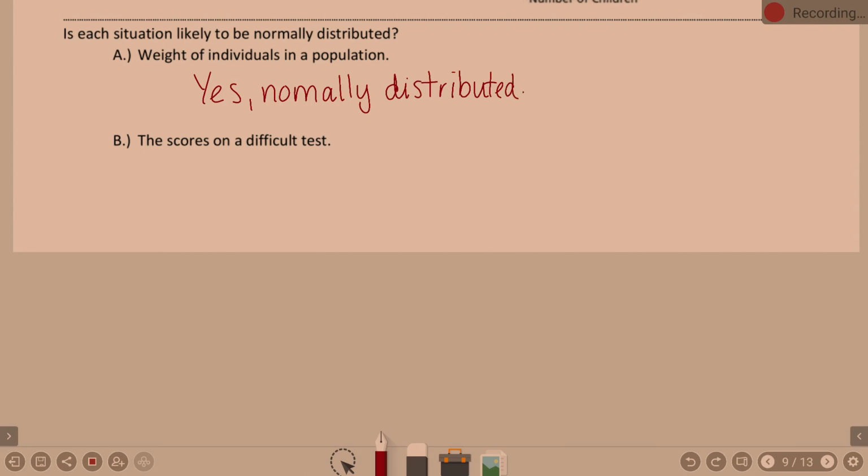The scores on a difficult test. Okay, is this going to be opposite of scores on an easy test? Okay, scores on a difficult test, there's going to be a few numbers to the right. There's going to be more to the left, aren't there? So, no. Scores likely skewed right. Okay.